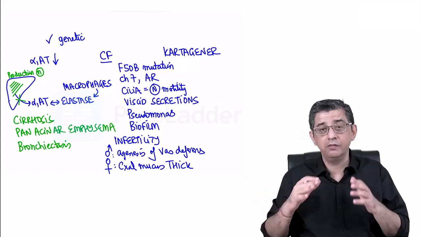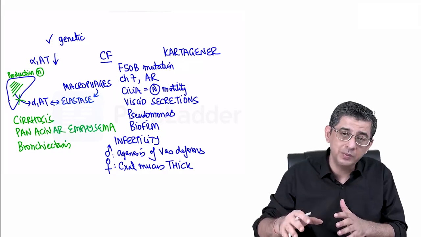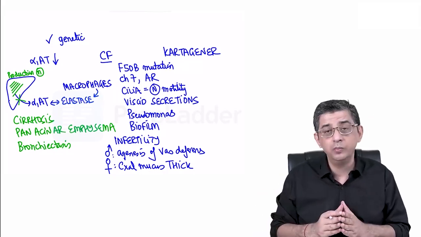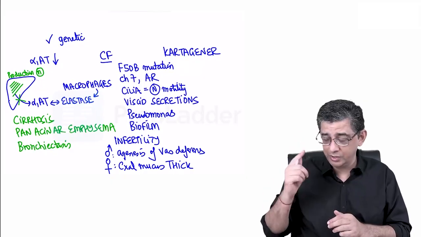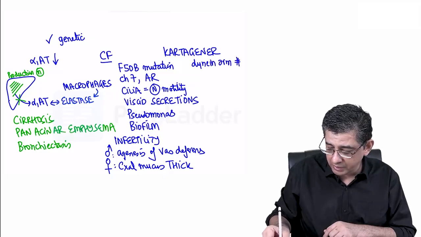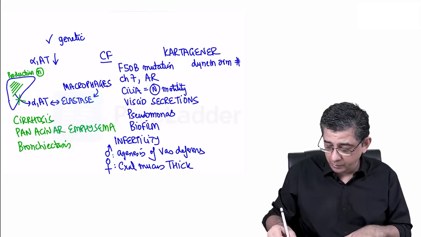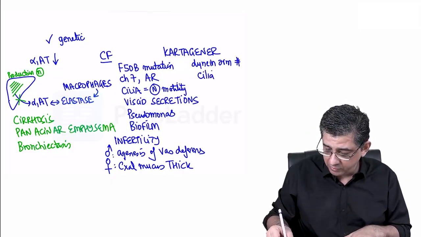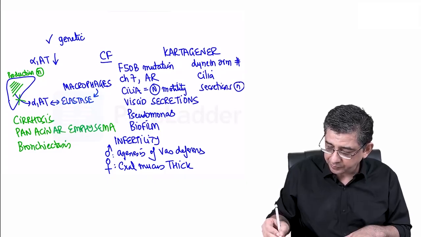Here it's going to be thick, so it will interfere with the penetration of the sperms, and therefore infertility can be seen in both the genders. Now listen to this very carefully with Kartagener. In this particular case, it's the dynein arm, the cilia motility would be hampered. So the message is the problem is not with the tracheobronchial secretions. The secretions are perfectly normal.